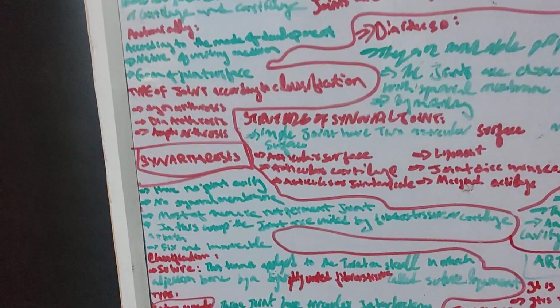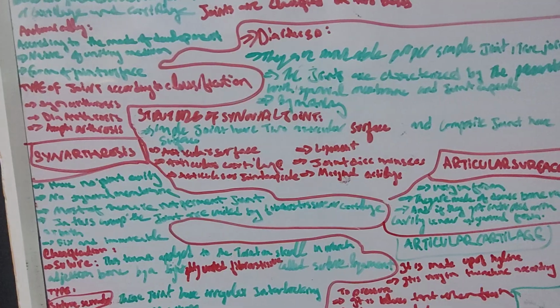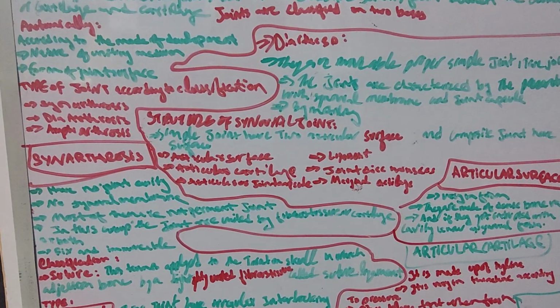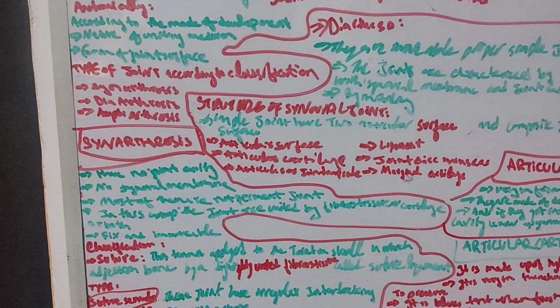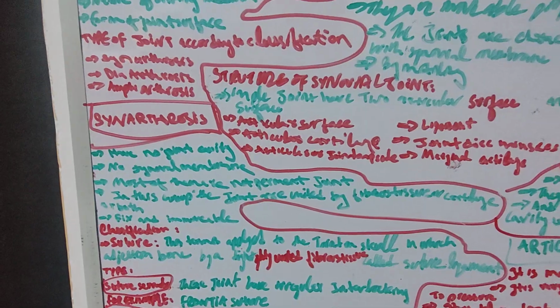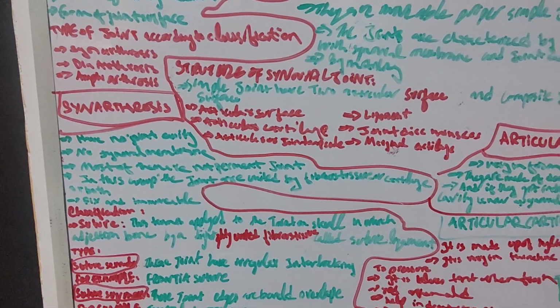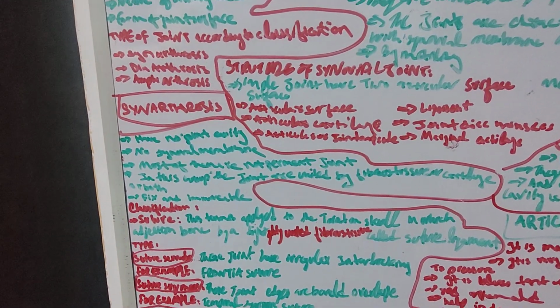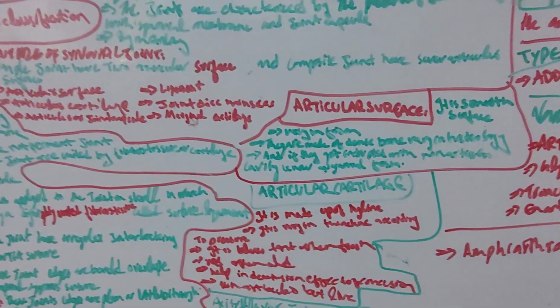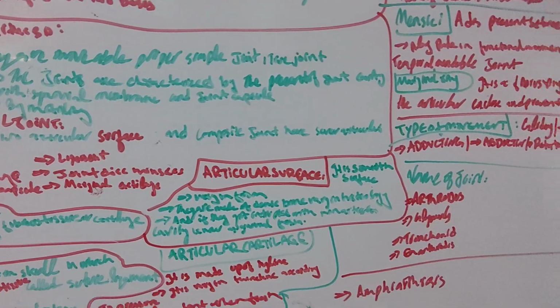Structure of the synovial joint: articular surface, articular cartilage, articular or joint cavity, capsule, ligament, and marginal ring.